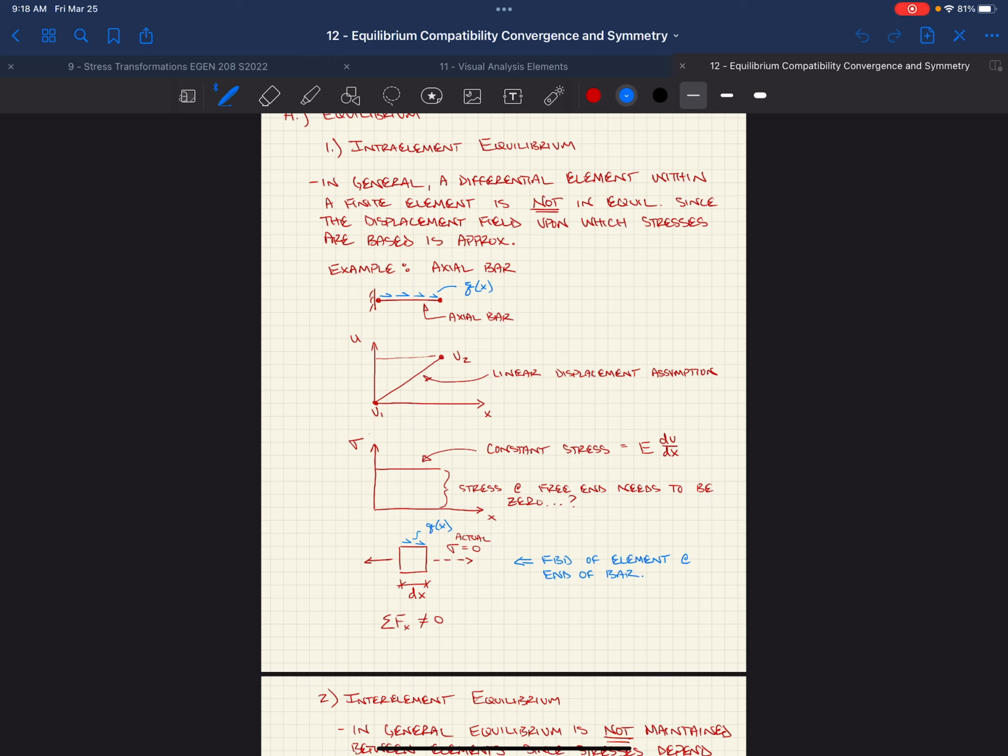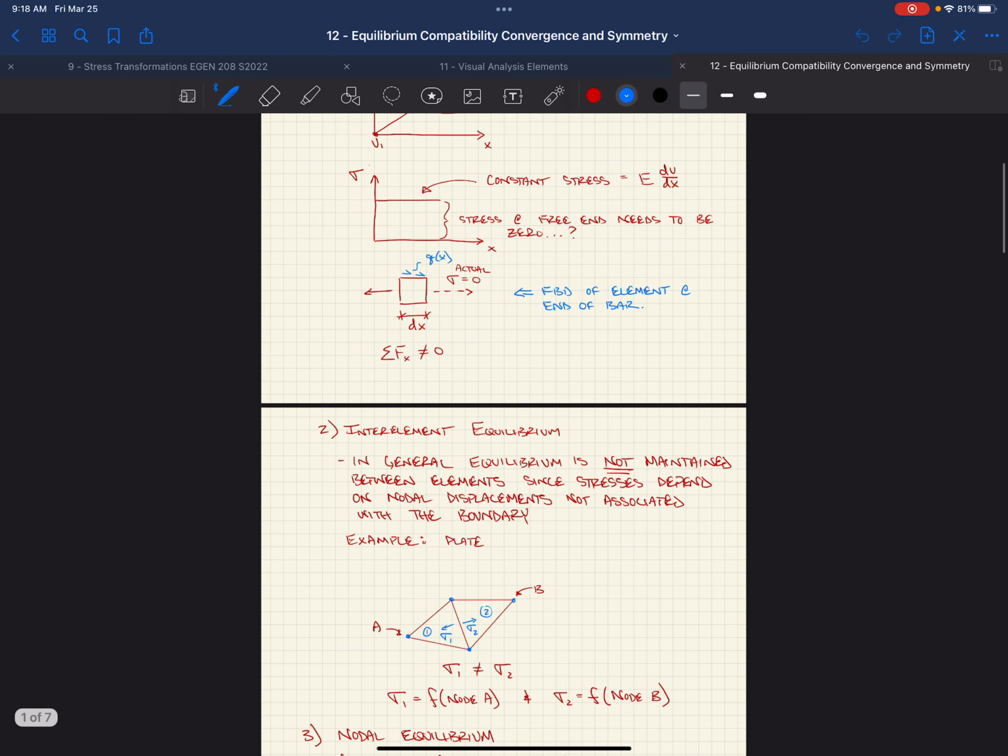Because we're going to say that it has constant stress, right? It might have constant stress, but in reality, if we were at the end of the bar, that stress should be 0, right? But we're not going to have stress equal to 0. We're going to say that that stress is constant across the entire bar. So that would result in not having equilibrium, right?